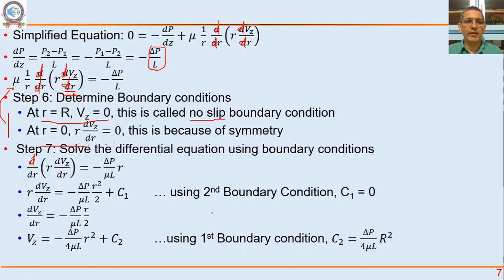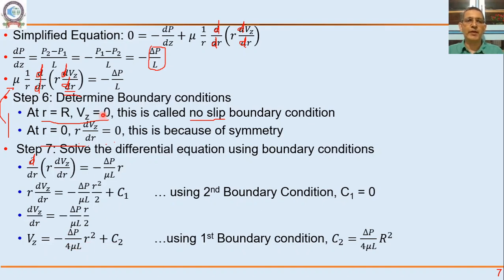Now if I use the second boundary condition at r is equal to 0, dvz by dr is 0, r dvz by dr is 0. That means C1 must be 0. Integrate again. You will get Vz as minus delta P by 4 mu L r square plus C2.